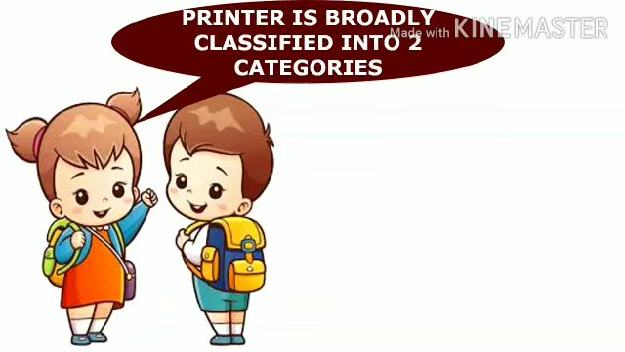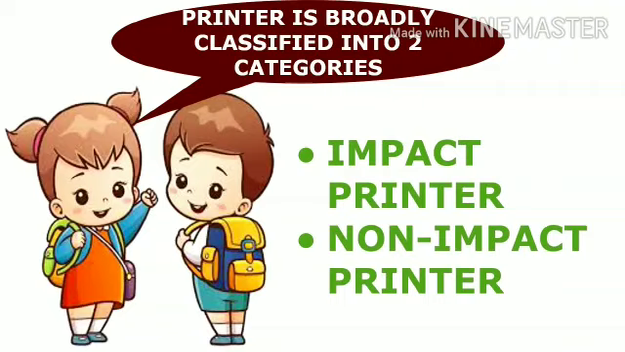Printer is a peripheral device used for printing the output on a paper or any other printable media. Printer is broadly classified into two categories: impact printer and non-impact printer. Impact printers allow physical contact between the printer head and paper, while non-impact printers do not allow physical contact between the printing head and paper.